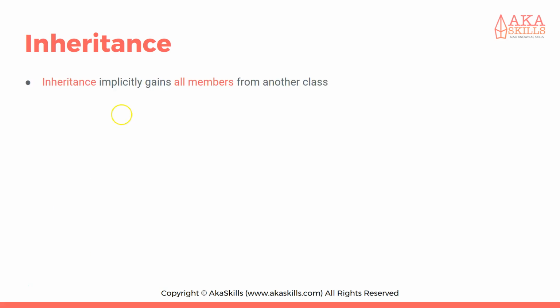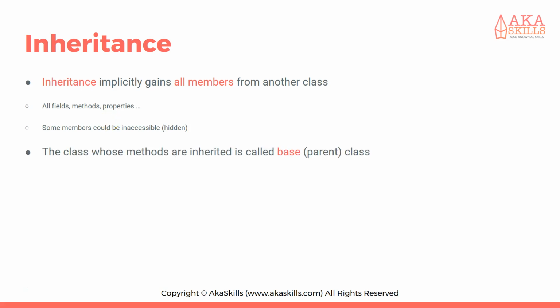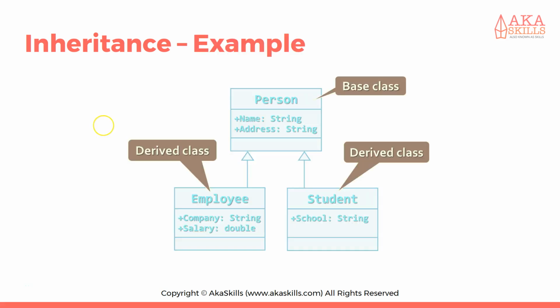So inheritance implicitly gains all members from another class: fields, methods, and properties, and some members could be inaccessible or hidden. The class whose members are inherited is called the base or parent class, and the class that gains new functionality is called the derived or child class.